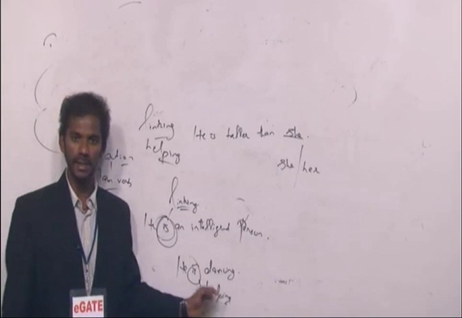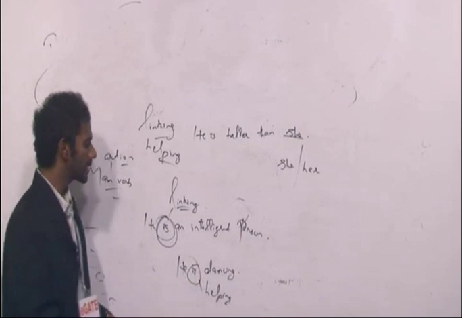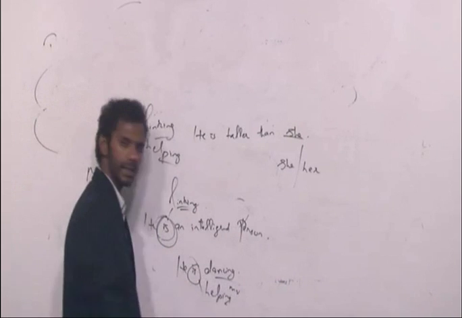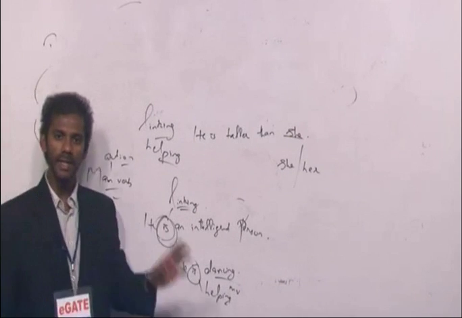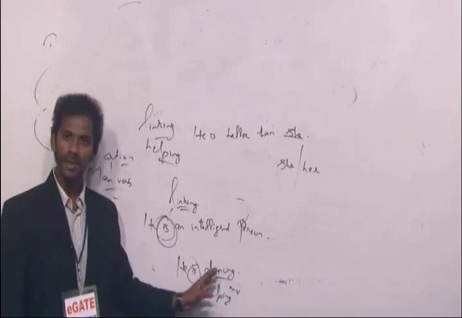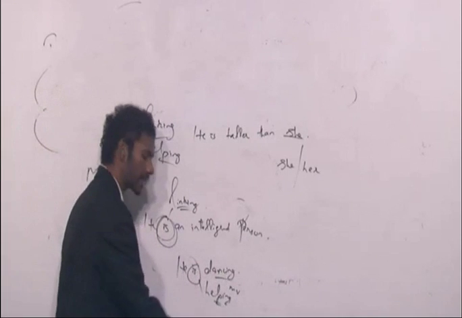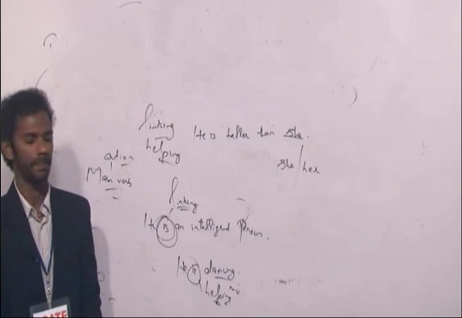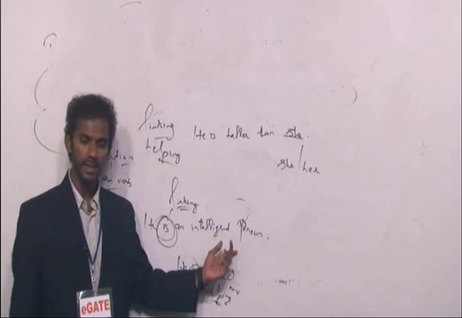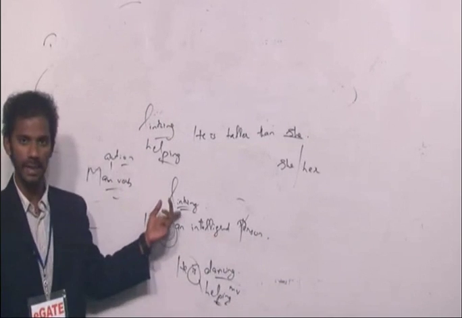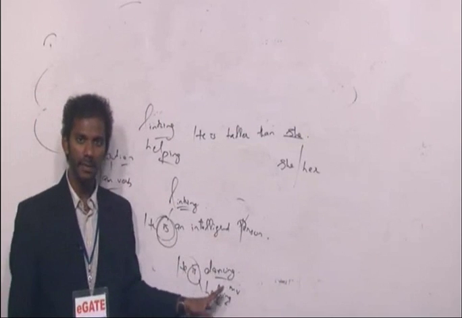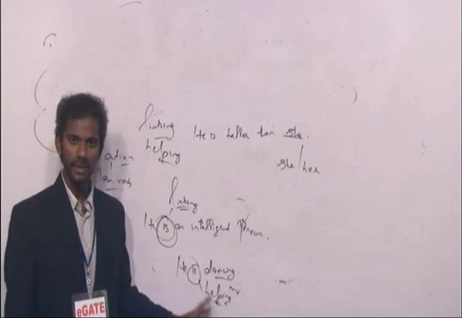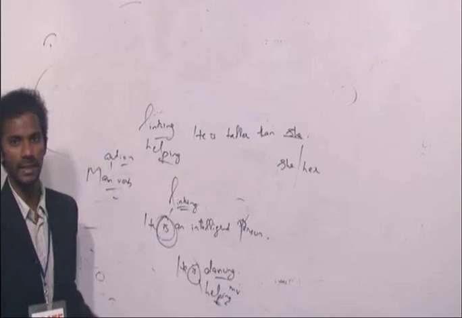Come to the second one. He is dancing. Any main verb? Dancing is a main verb because it denotes action. If there is a main verb in a sentence, then the auxiliary verb in that sentence is termed as helping. That is how we can differentiate between a linking verb and a helping verb. If there is no main verb, the auxiliary verb is linking. If there is a main verb, the auxiliary verb is helping. Clear? Fine.